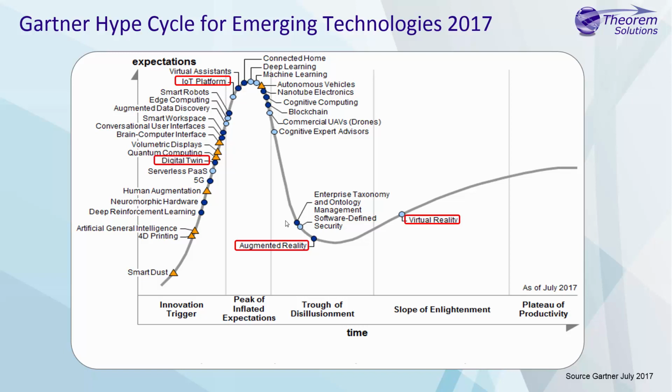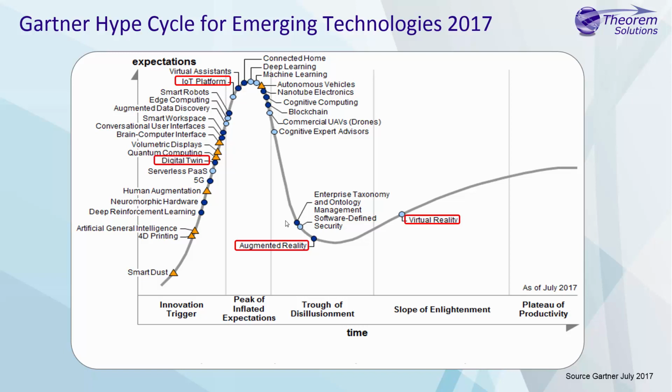The slope of enlightenment, not the trough of reality, is where we are, and that's where you see things like virtual reality. I said it's been around a while. People are now really looking at this and how they can put this into production environments. Some people have put it in, and it is in production environments, so it is well on the way to being accepted.